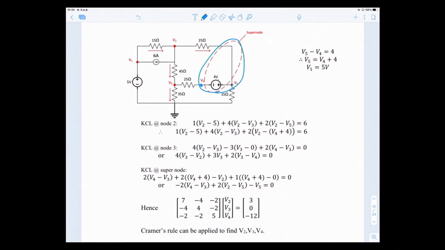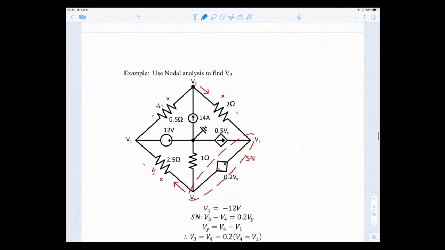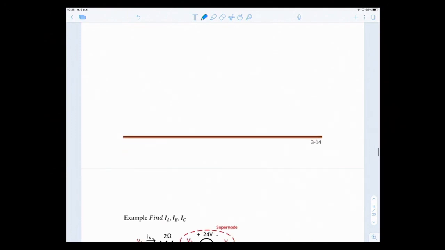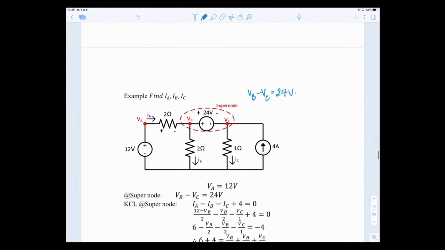Talk to me online or something, and tell me what V2, V3 and V4 are. There are many exercise problems you can go and find. For example, in this one you can see the supernode right here, so the information you get from the supernode is VB minus VC equal to 24 volts. You can find that too.